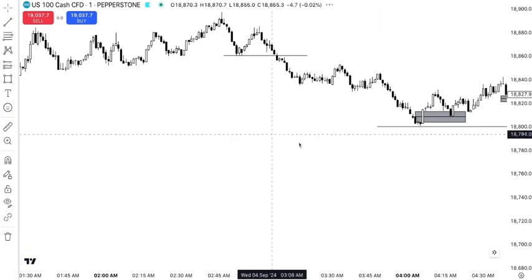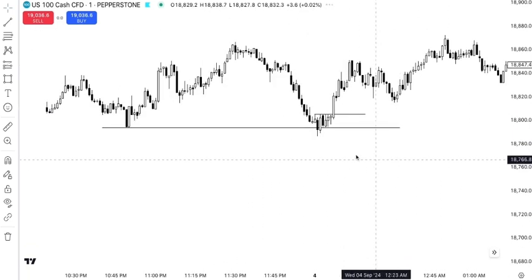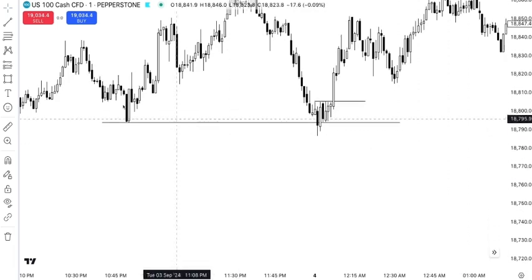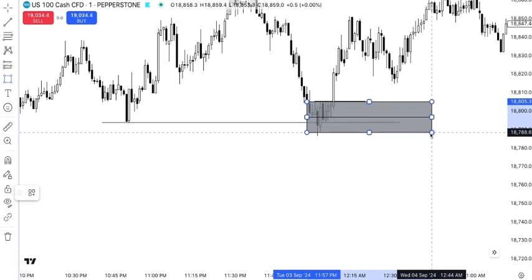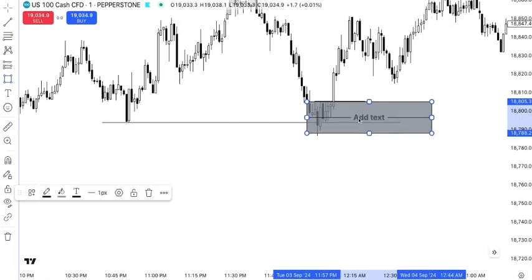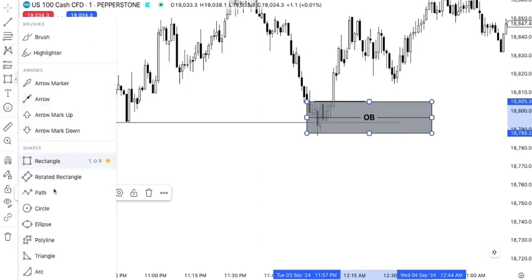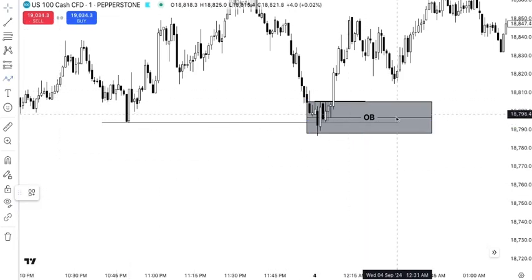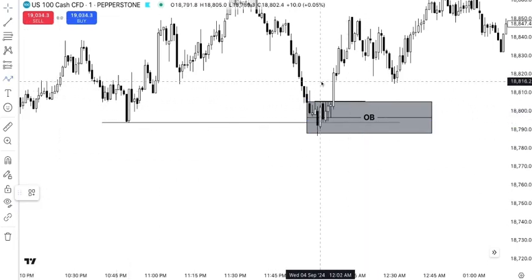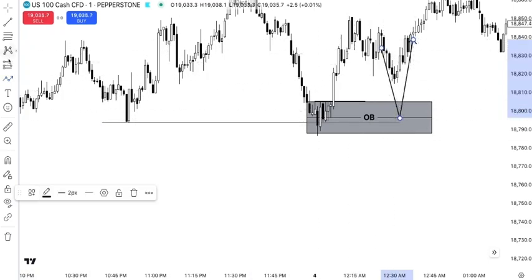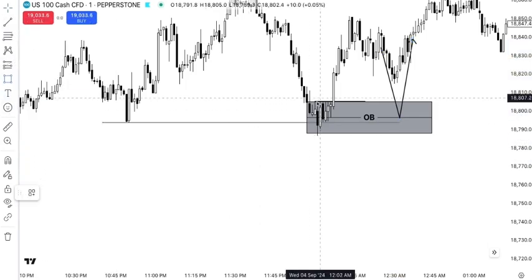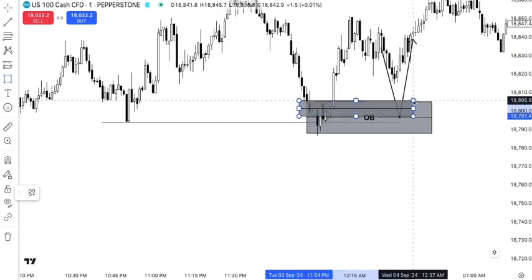We can use this as an example. Right here we have an order block. Price didn't come into this order block because it ended up respecting this fair value gap right here. But if price would have come into this and back out, that would have been your entry right there.